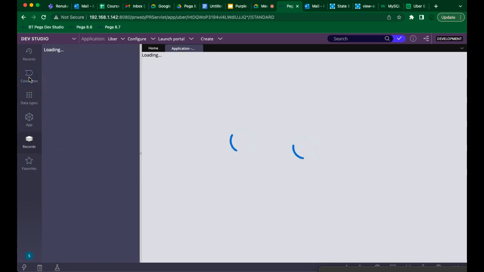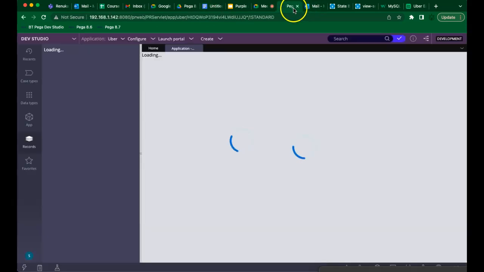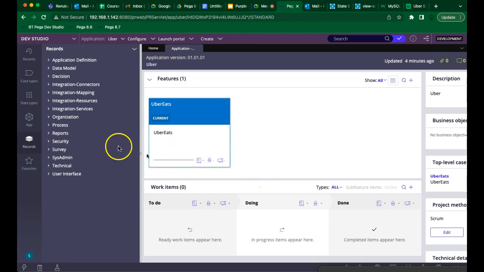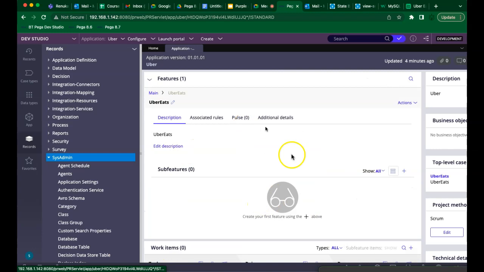Something which you have to focus on here is how exactly the steps which we discussed here, we were able to put across onto our application to build an enterprise application. What did we do? We created an application for Uber, and then we created a case which talks about Uber Eats, right? It should load also. There is some issue. Not sure what this is. In my local, so it's a little slow.